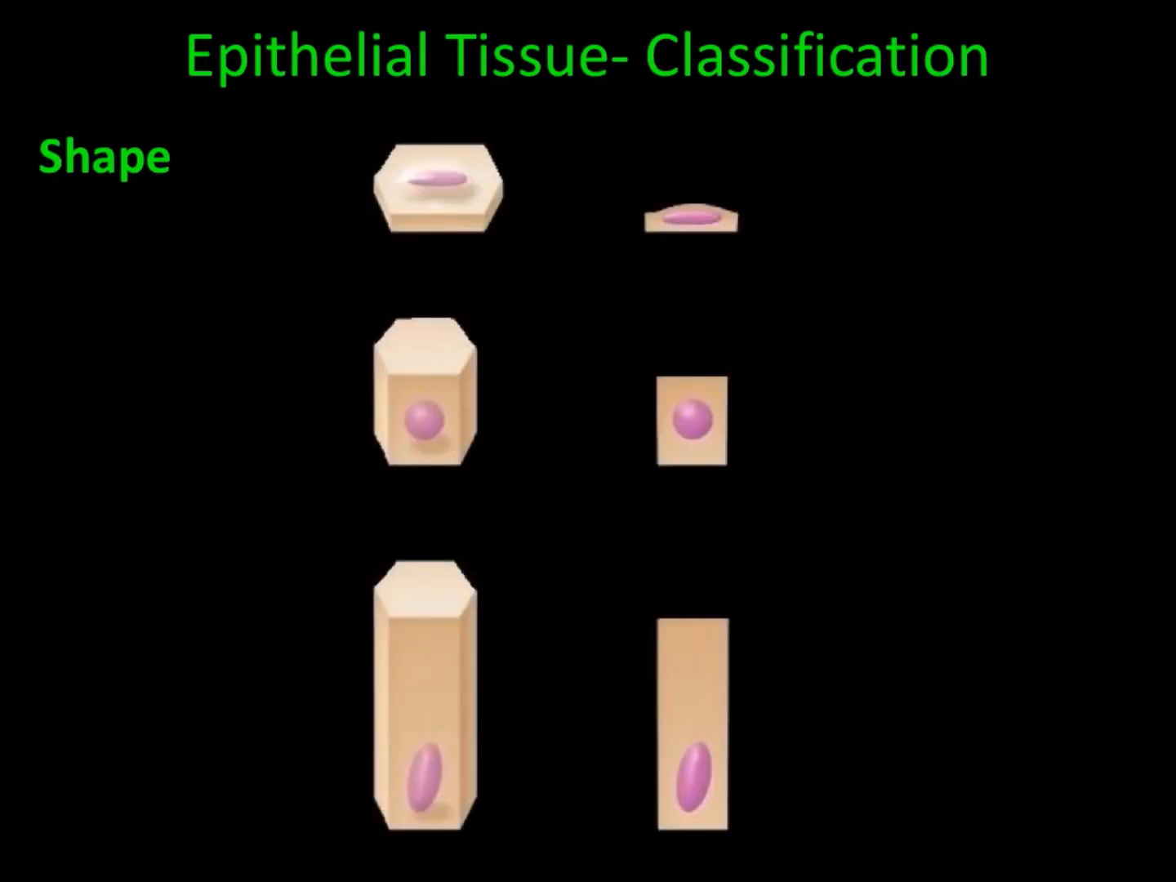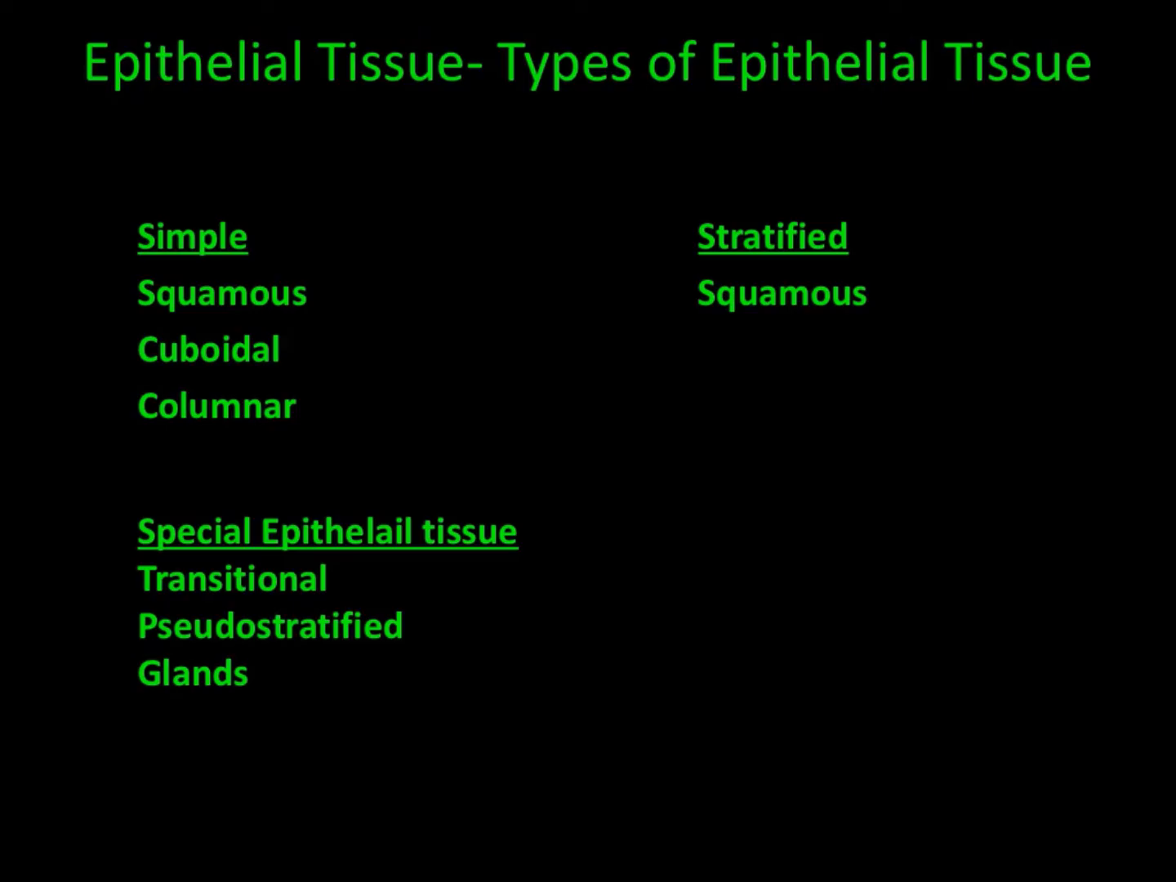And finally, when classifying by shape, a flat cell, or a cell that is wider than it is tall, is classified as a squamous cell. A cell that is shaped like a cube, or is as tall as it is wide, is classified as a cuboidal cell. And finally, a rectangular shaped cell, or a cell that is taller than it is wide, is classified as a columnar cell. When naming and identifying epithelial tissue, the number of layers comes first and the shape of the cell comes second, such as simple squamous or stratified squamous.